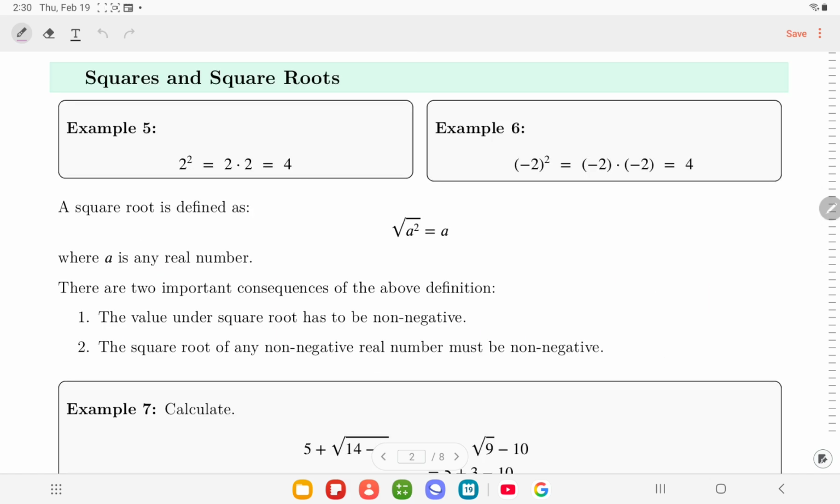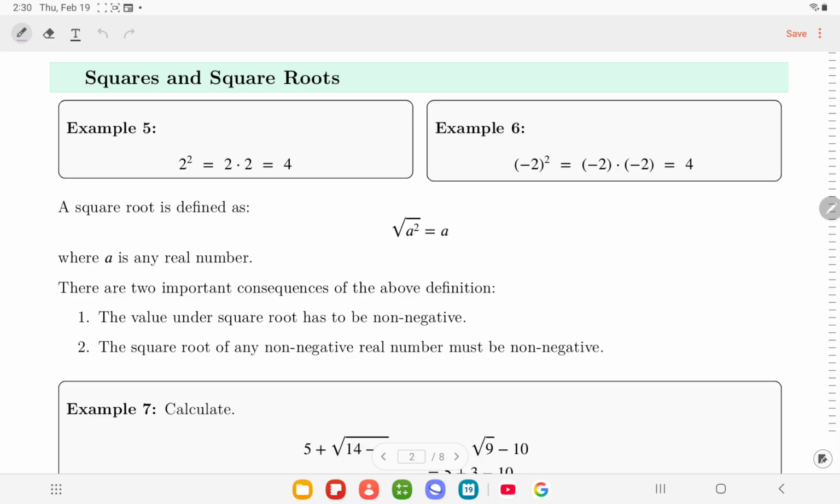Now, when we're doing square roots, we have 2 rules that we have to follow. The first one is that the number that is inside your square root cannot be negative. It has to be a positive number. And because it's a positive number, your answer will always be a positive.